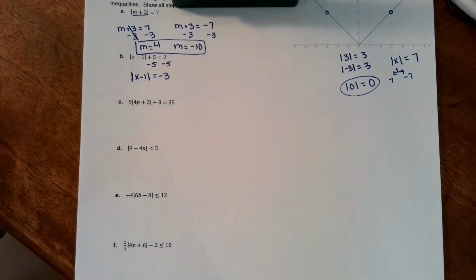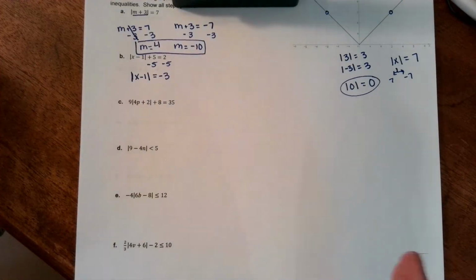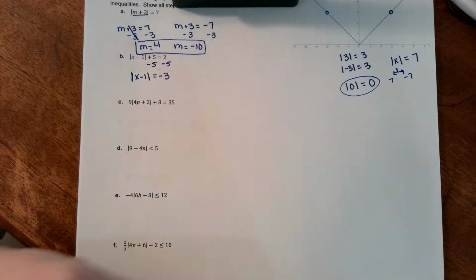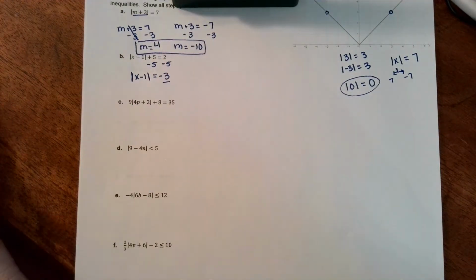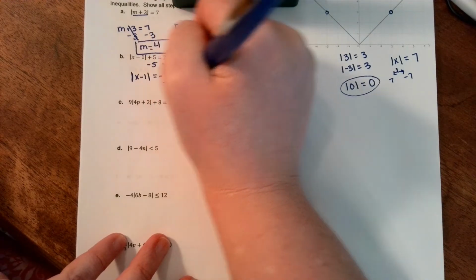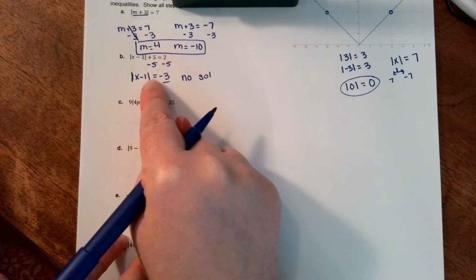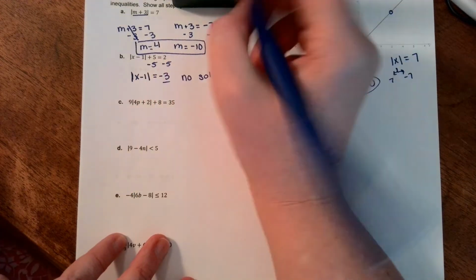So remember, when you take the absolute value of something, you will have a positive quantity. And this is negative. You can't take the absolute value and get a negative. So there is no solution, because whatever you plug in here, once you take the absolute value of it, you get a positive number.